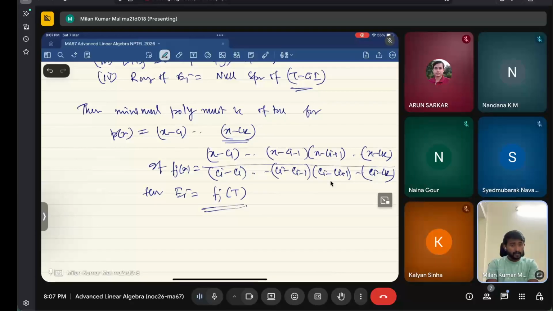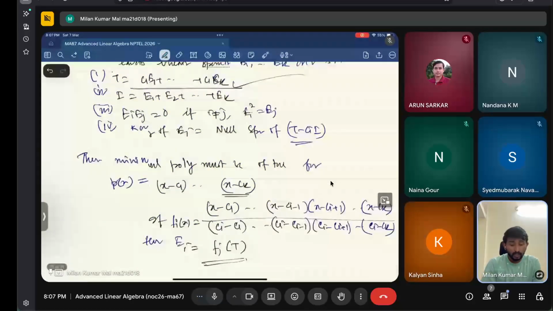So if you have a diagonalizable linear operator, then we have this type of theorem. In this theorem, these Ei operators are actually polynomials of T. And that polynomial looks like this. This is called a Lagrange polynomial or something like this. So this is what I wanted to say.